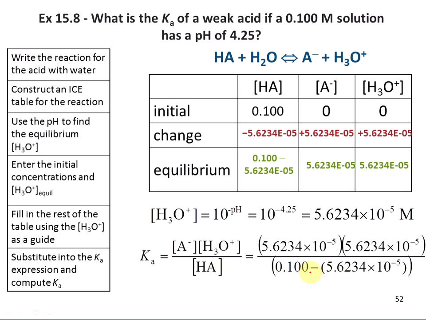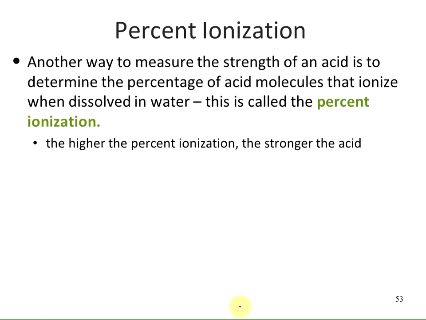minus 8th. Another term when we're discussing acids and bases is the percent ionization. It's just another way to measure the strength of an acid by determining the percentage of acid molecules that ionize when dissolved in water. So the higher the percent ionization, the stronger the acid.